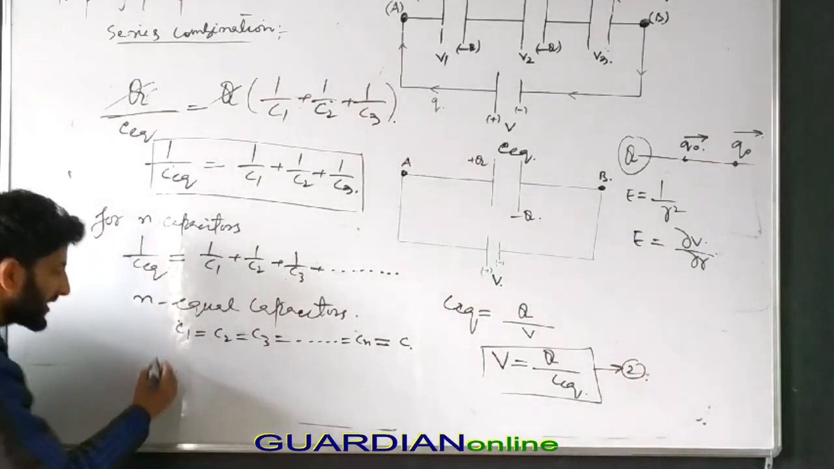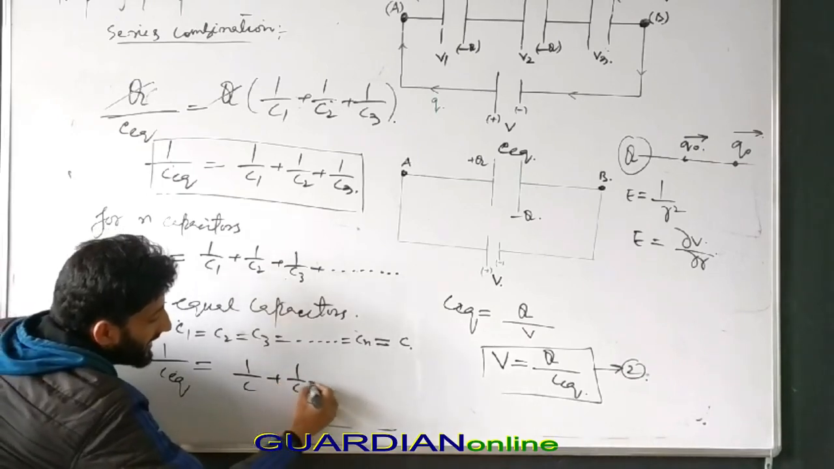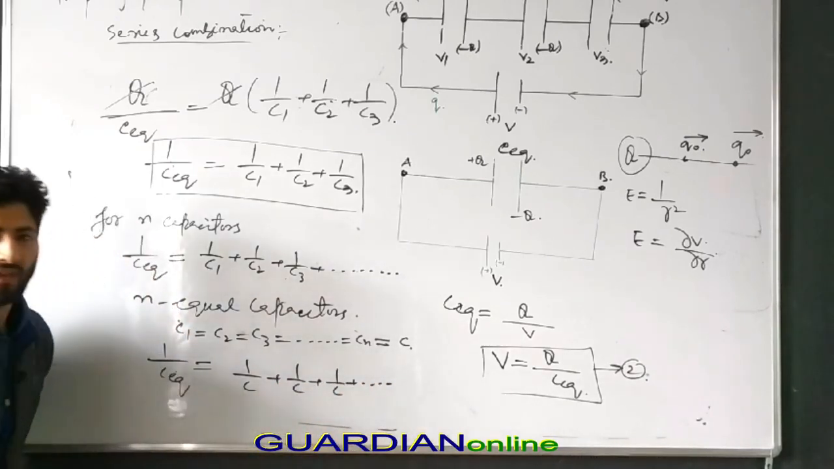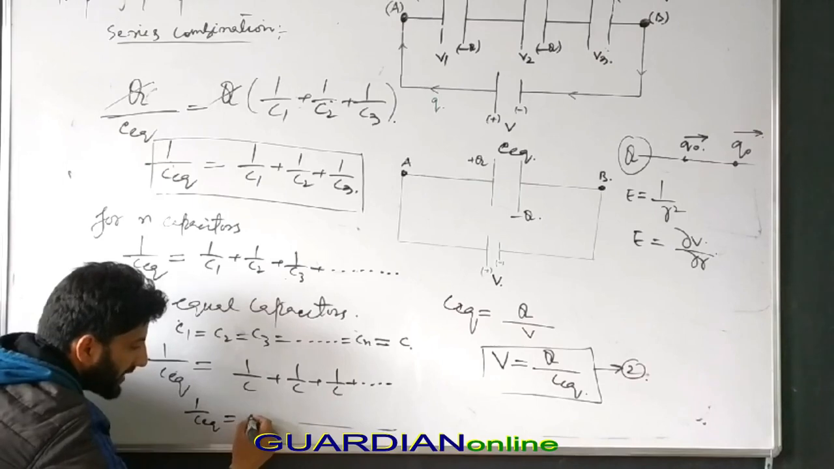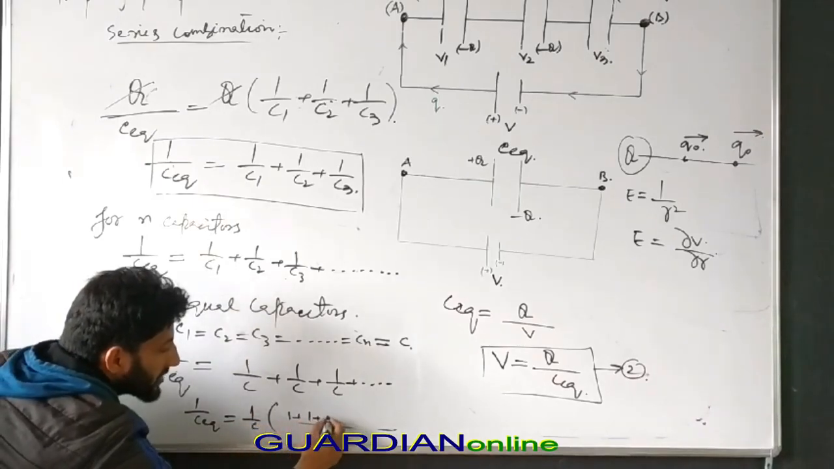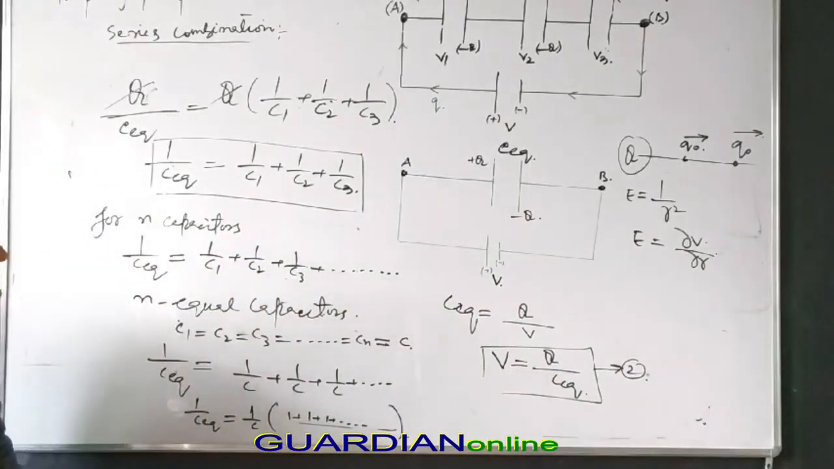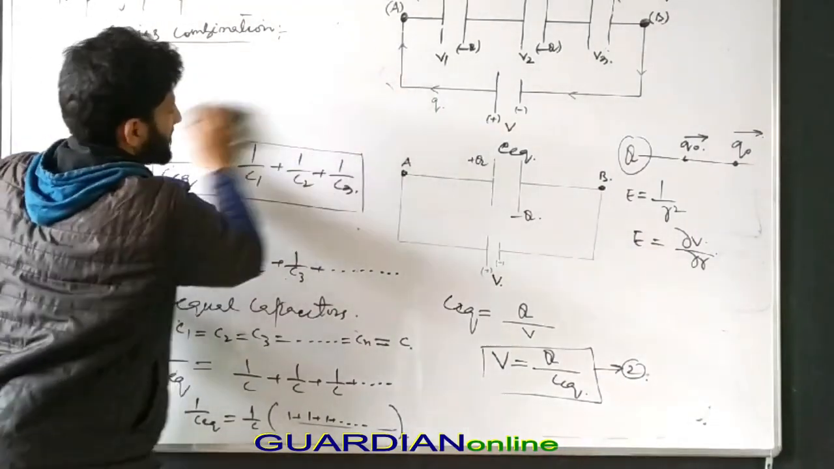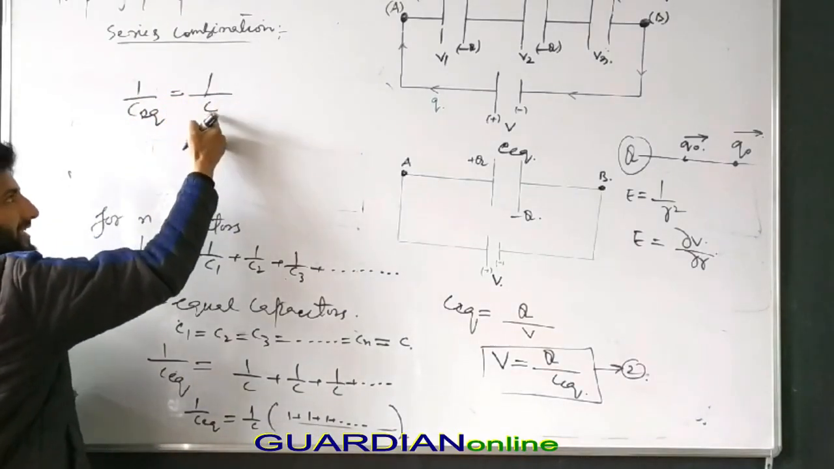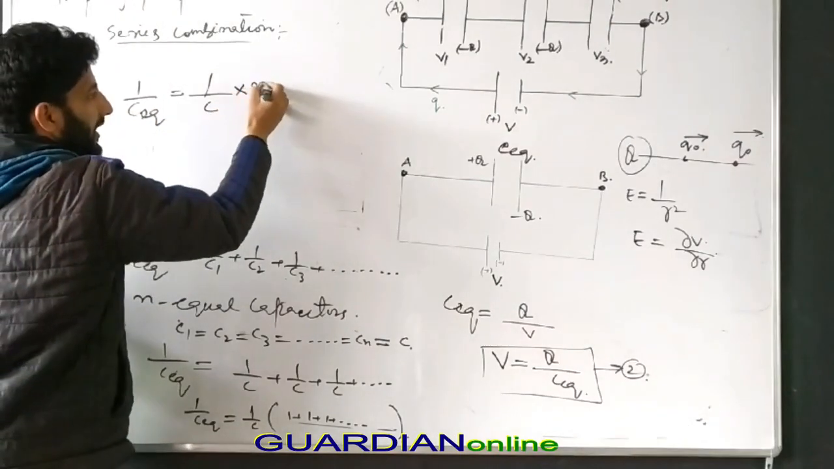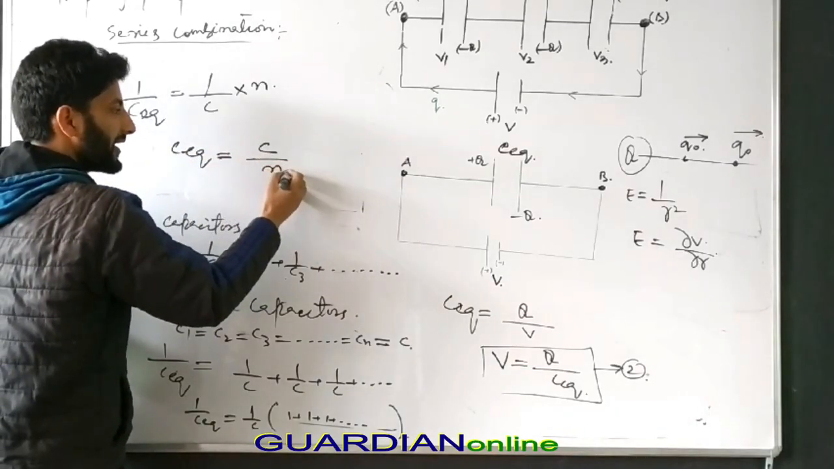Now 1 by C equivalent is equal to 1 by C plus 1 by C plus 1 by C and so on up to n terms. Taking 1 by C common, we get 1 by C times (1 plus 1 plus 1 and so on), which is n times 1. So the result is 1 divided by C equivalent is equal to n divided by C, where C is the capacitance of an individual capacitor. Taking the reciprocal, C equivalent is equal to C divided by n.